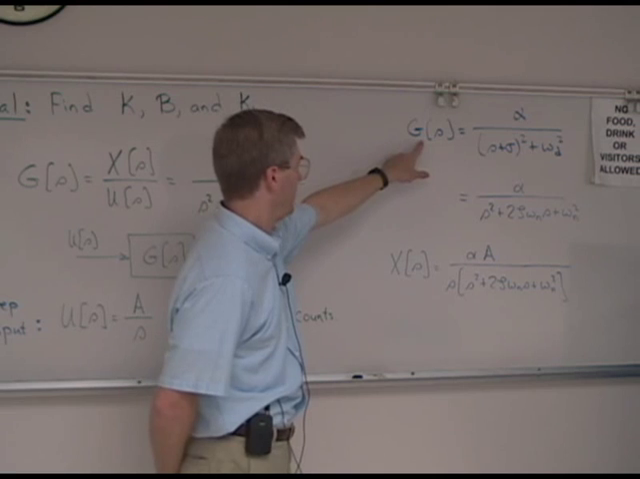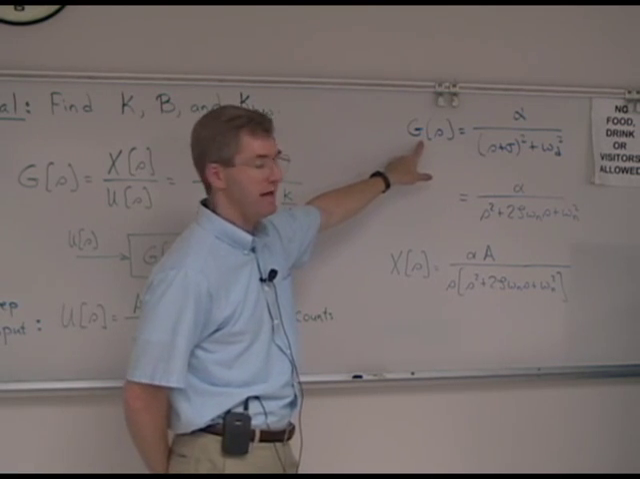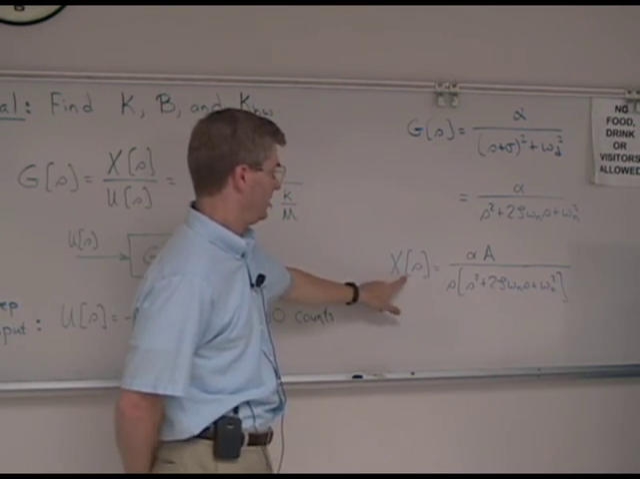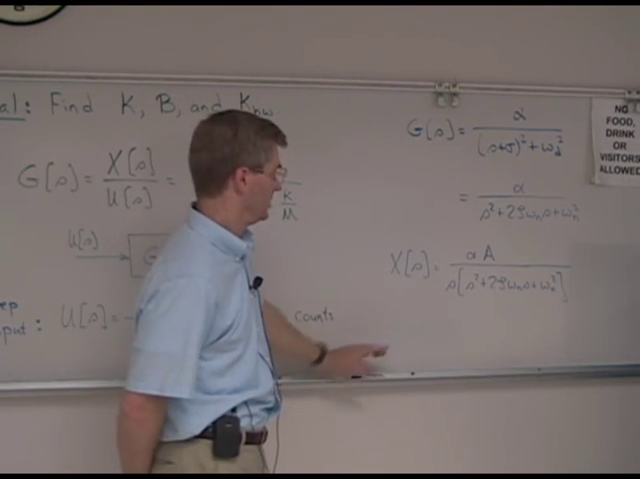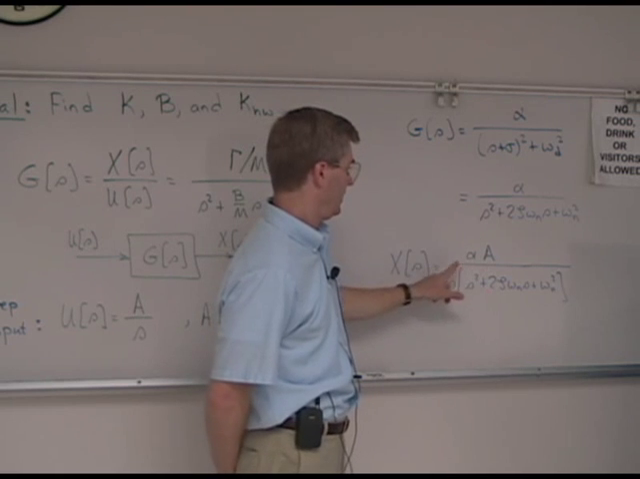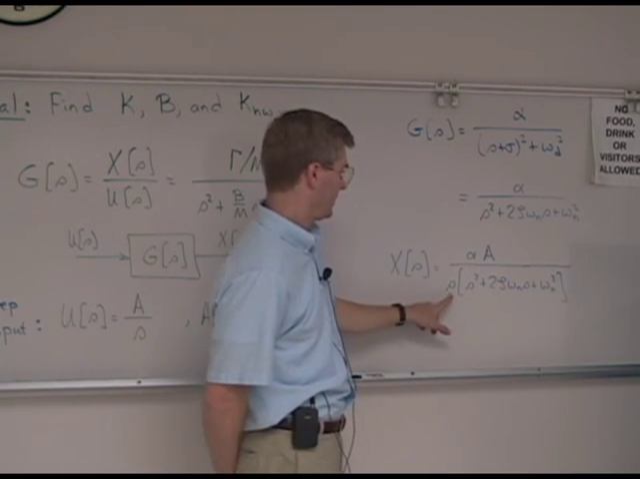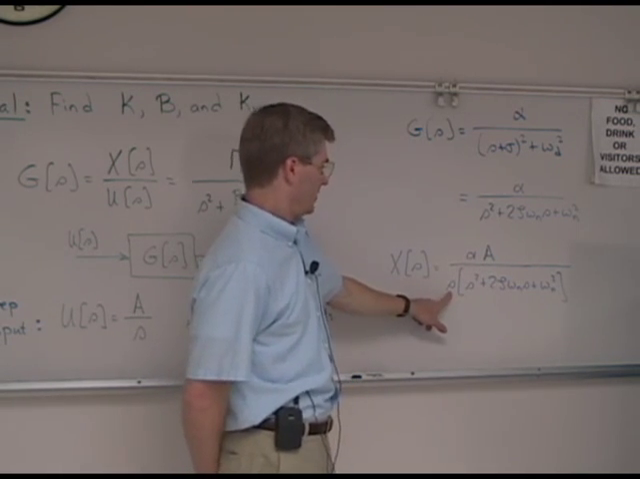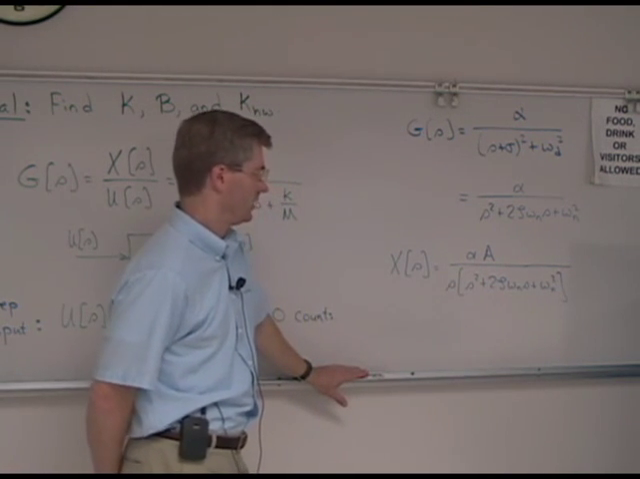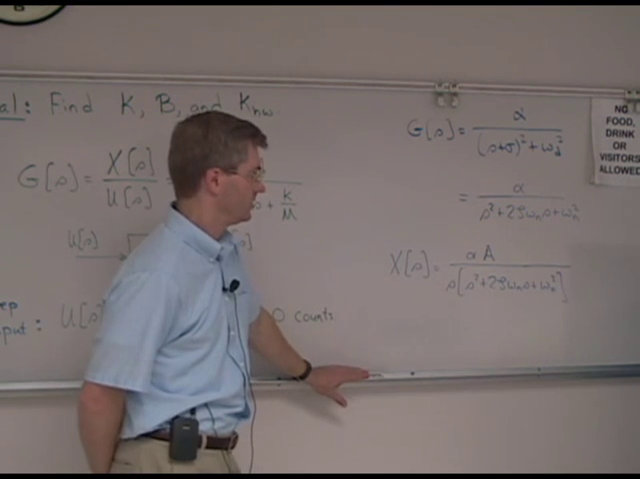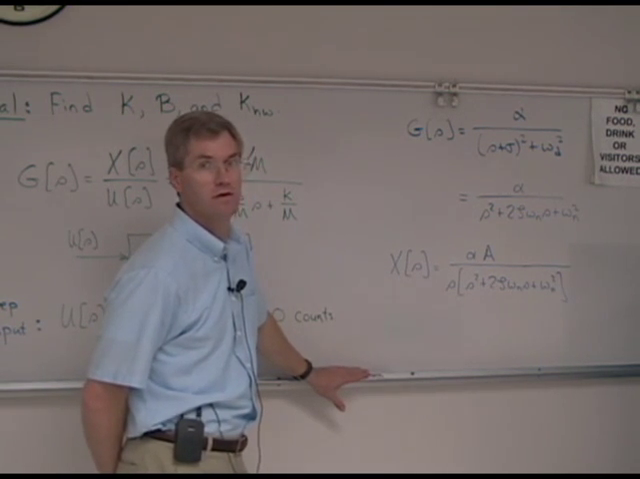When we scale that or apply an input A over s, we obtain the Laplace transform of the position of our system, which is then alpha A over the quantity, or this product, of the s term coming from our step and the complex pole factor, s squared plus 2 zeta omega sub n s plus omega sub n squared.